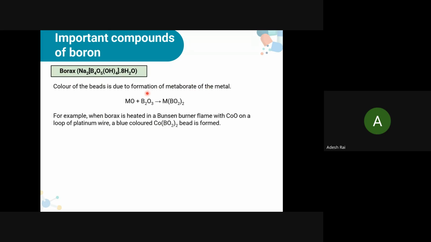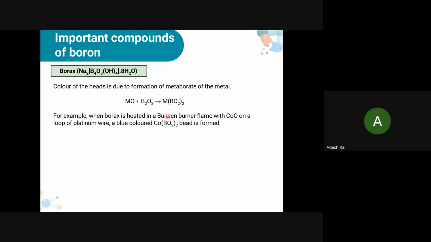So whenever we have a metal oxide reacting with B2O3, what do we end up with? We end up with metal metaborate. Is that clear? For example, the name of this compound will be cobalt metaborate. Is that clear to everyone?